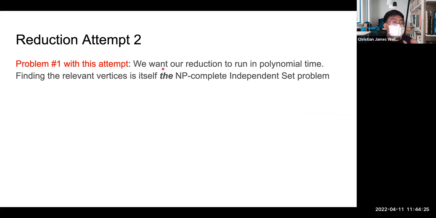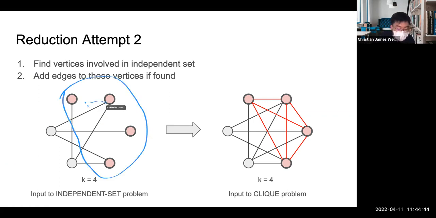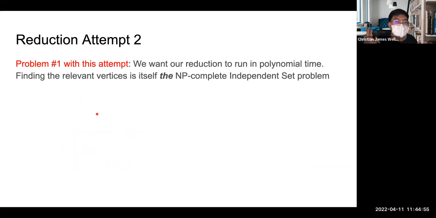Notice that finding those relevant vertices is itself the NP-complete independent set problem. Remember, we want to rely on the clique problem to do the hard work for us. But the reduction attempt here is saying, first of all, solve the independent set problem and then add edges there. It's very wasted work. You might think this is silly, but in my semester, for the assignment we were given, a lot of people were thinking about doing something like that, to solve the problem itself in the reduction, which is incorrect.